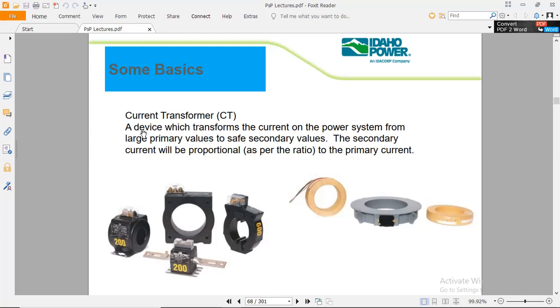Current transformer, CT, is a device which transforms the current on the power system from large primary values to safe secondary values. The secondary current will be proportional, as per the ratio, to the primary current. These are the current transformers.